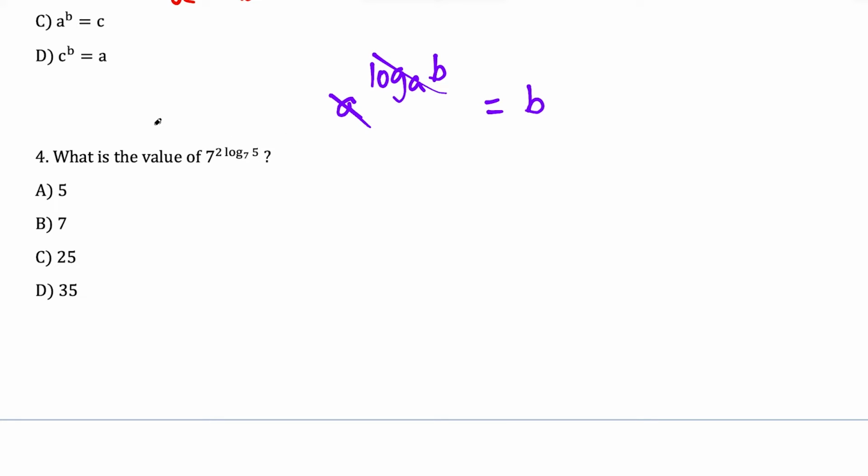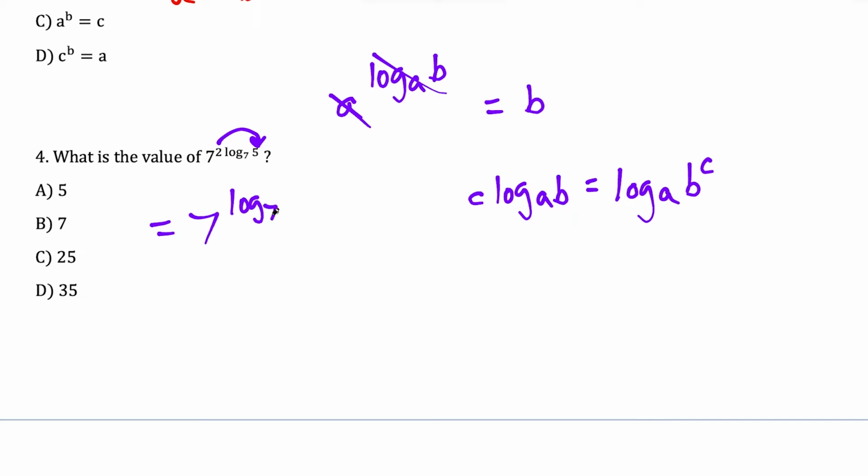So what I want to do first is use this property of logs, that when you have something like c times log base a of b, what you could do with that coefficient is you could send it back inside the log as an exponent. So I could write this as log base a of b to the c power. I could send this back in. So that's what I want to do first up top: I'm going to send the 2 in front of the log inside as a power. So I'm going to rewrite this as 7 to the log base 7 of 5 to the second power. So I'm sending that 2 inside the log as an exponent.